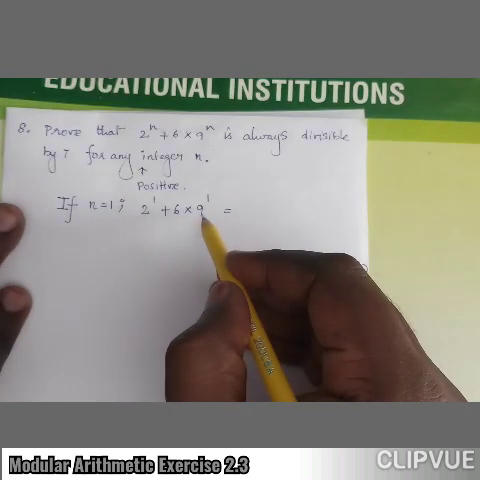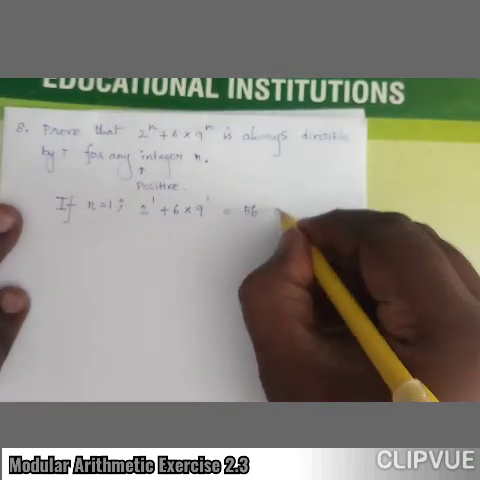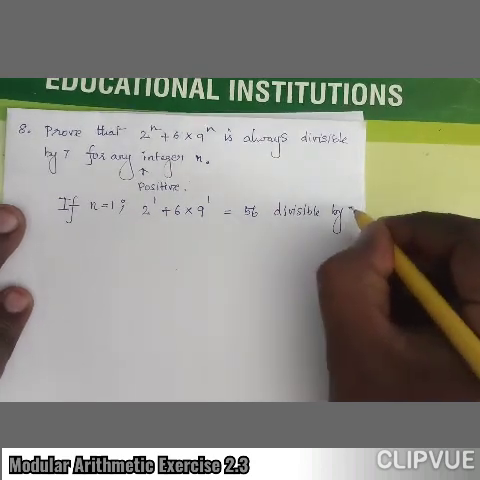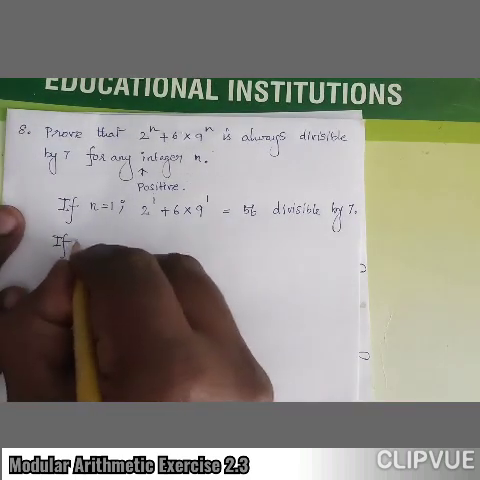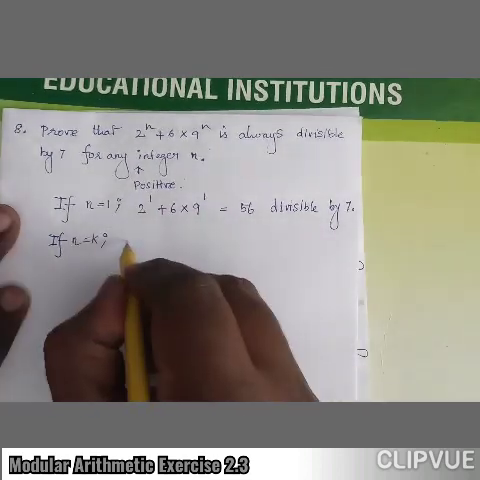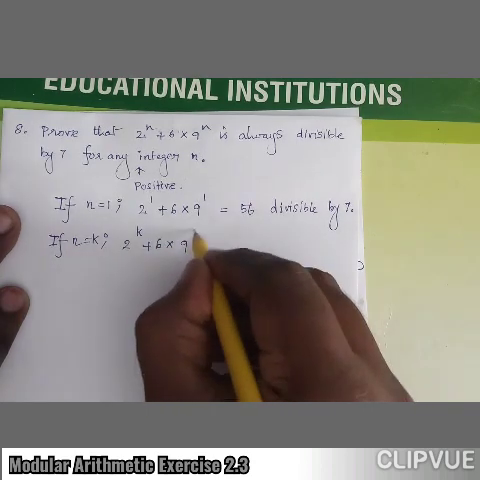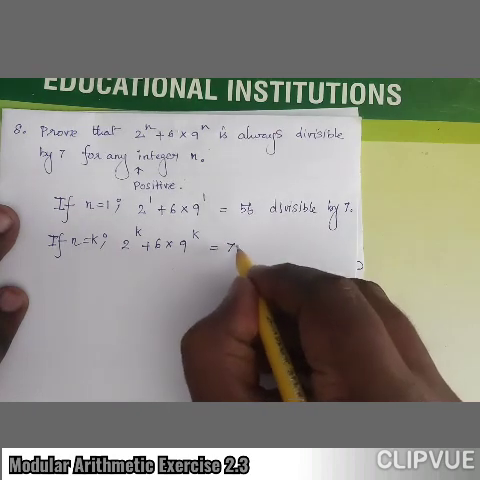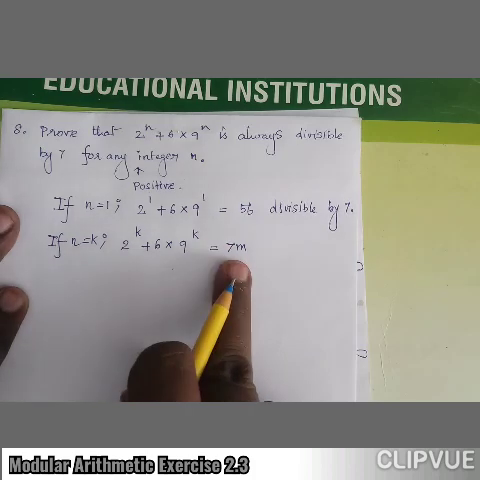6 into 9, 54 plus 2 is equal to 56, which is divisible by 7. You know very well. If n is equal to k, it can be written as 2 power k plus 6 into 9 power k, which is equal to 7 into m. What is this m? It is a scalar value.